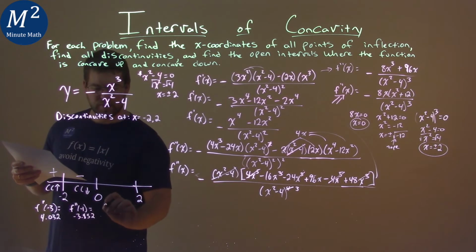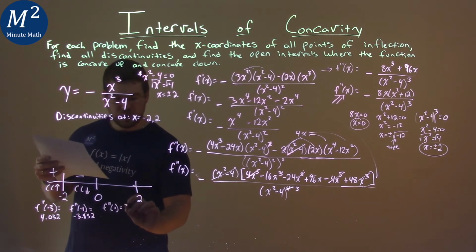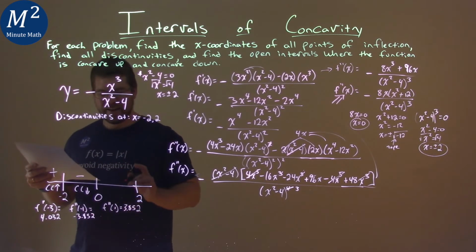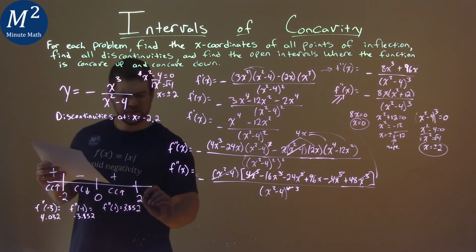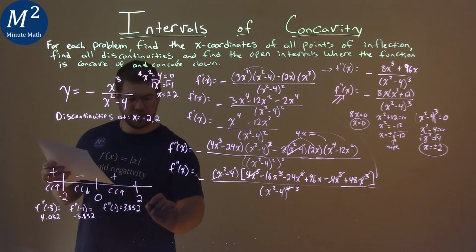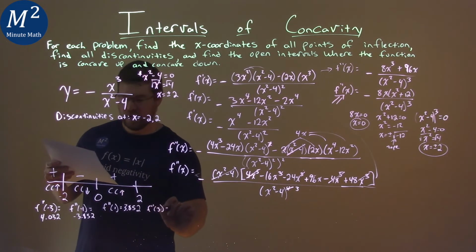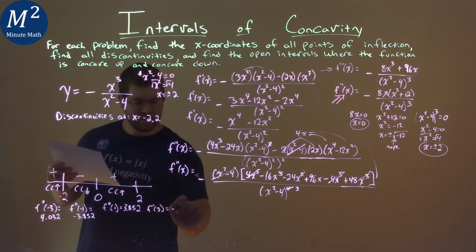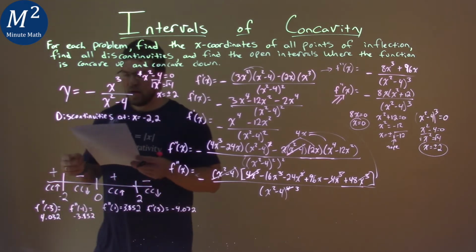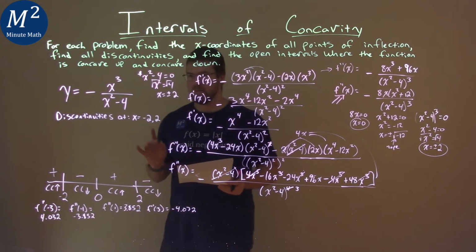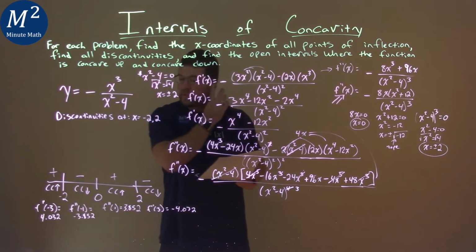Between 0 and 2, I found f double prime of positive 1, and that came out to be 3.852. That is positive, so we're concave up here. At 2, or greater than 2, I picked 3, so I said f double prime of 3, and that is a negative 4.032. That's a negative value, so we're concave down here.